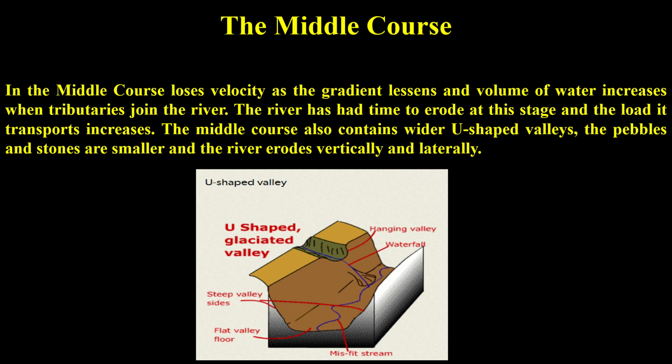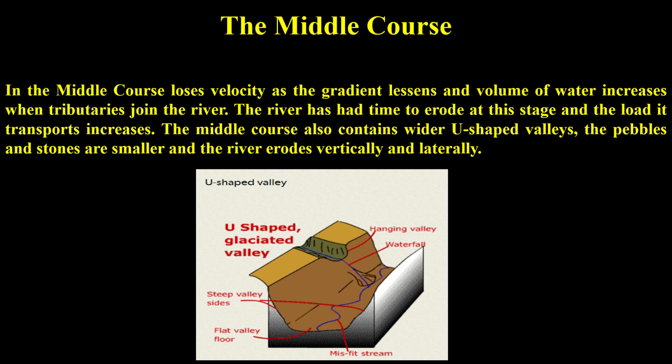Then we move on to the middle course of the river. In the middle course, the velocity is less. The gradient becomes less and the volume of water increases. So these 3 points are to be considered here. The velocity is less. Why do you think the velocity is less? It is now no longer in the altitude. It is traveling towards the plains.